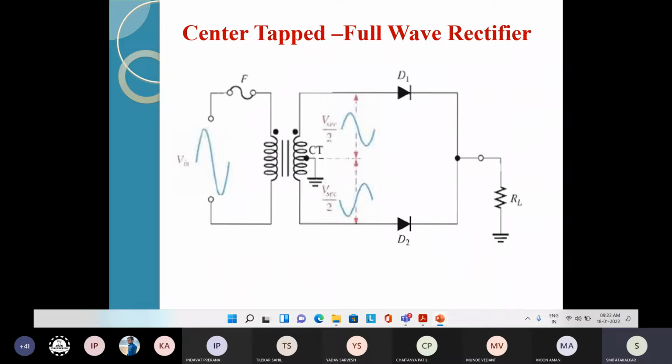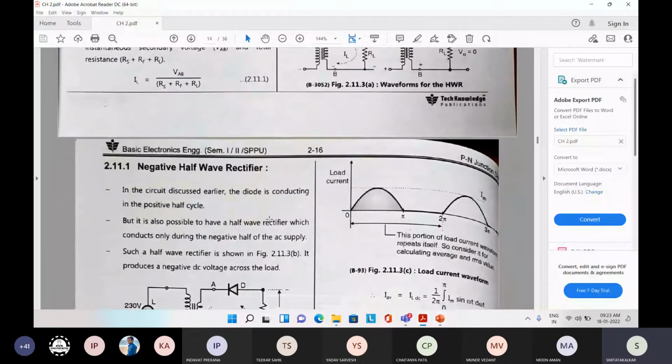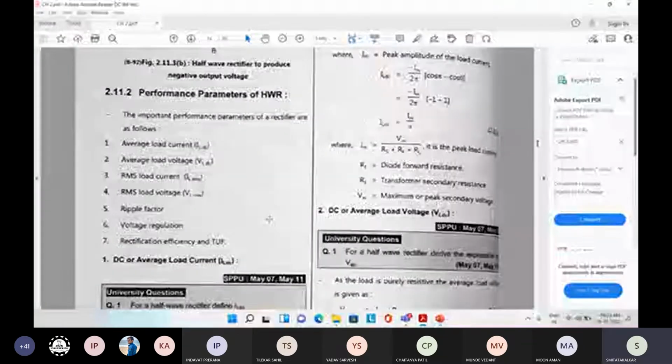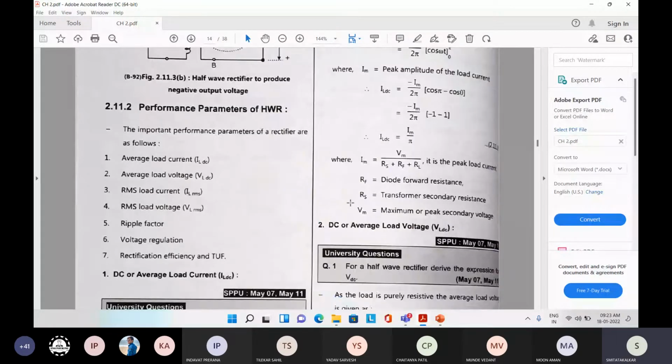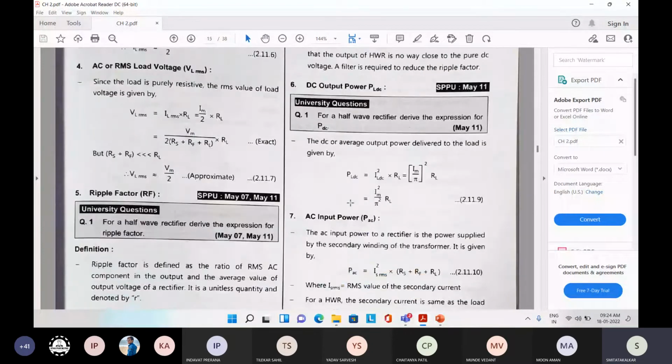In the full wave rectifier, diode D1 drops 0.7 volt and diode D2 also drops 0.7 volt. That means in a single cycle the input voltage must cover both diodes, 1.4 volt: 0.7 volt for diode D1 plus 0.7 volt for diode D2. In the center tap, this is how conduction happens in forward bias as well as reverse bias in a full wave rectifier. These are some formulas. After that, I have given some formulas you can use to solve the sums.